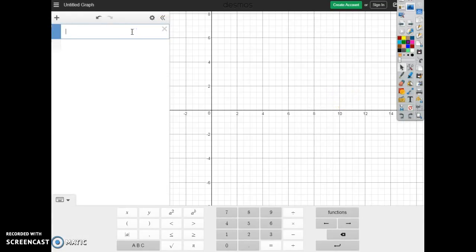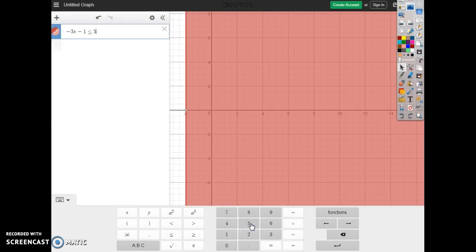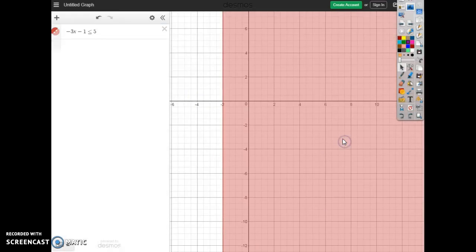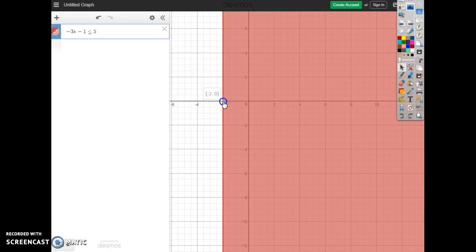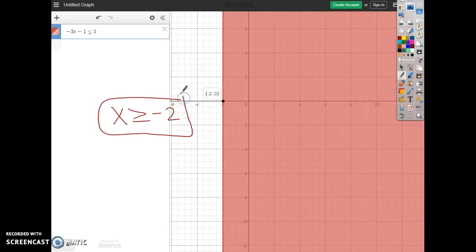Problem number 4. You type it in here, that's negative 3x minus 1 less than or equal to 5. And it's at negative 2, and it's all the numbers greater than. So it would be x greater than or equal to negative 2. That's problem number 4. Make sure that you watch this video and study tonight.